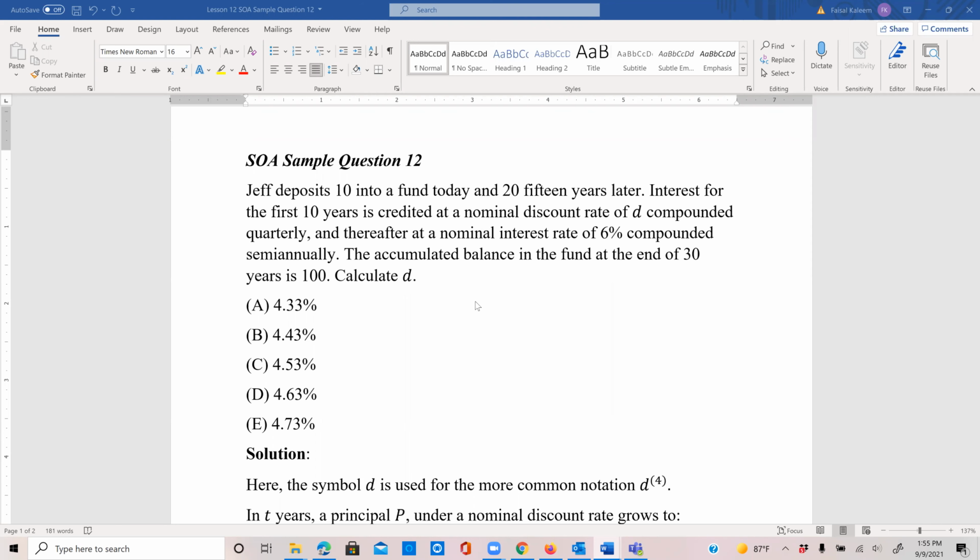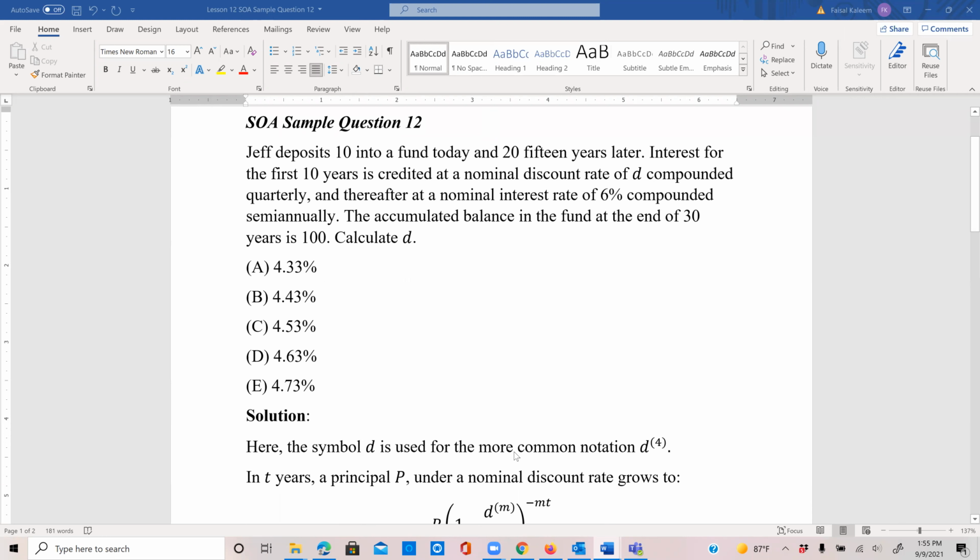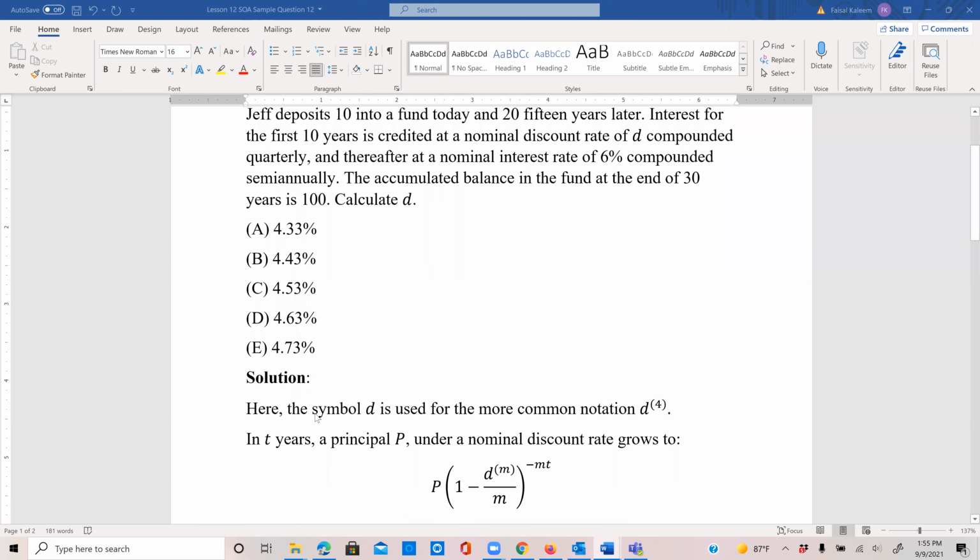So first thing to note is that here they are using the symbol D for the more common notation D superscript 4, because this is nominal discount rate D compounded quarterly. So the usual symbol for this is D superscript 4, but here they have decided to use D for it. So we keep that in mind.